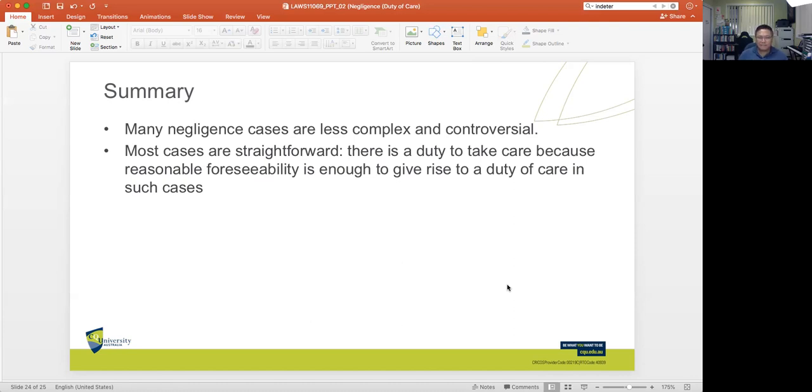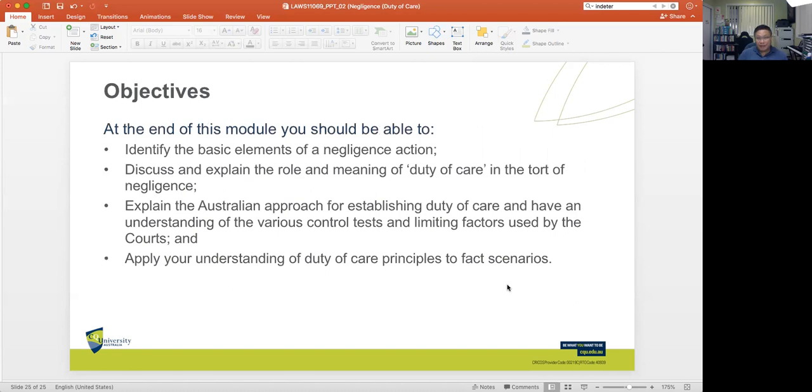And so at the end of this module, you should be able to identify the basic elements of a negligence action, discuss and explain the role and meaning of duty of care in the tort of negligence, explain the Australian approach for establishing duty of care, and have an understanding of the various control tests and limiting factors used by the courts, and apply your understanding of duty of care principles to fact scenarios.